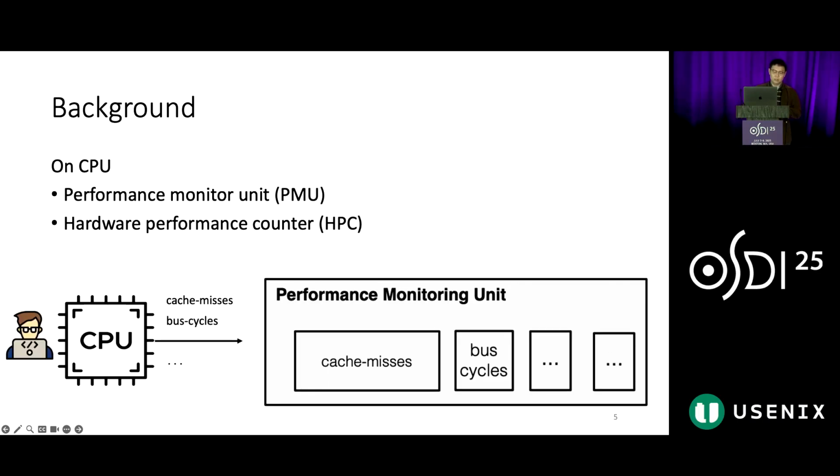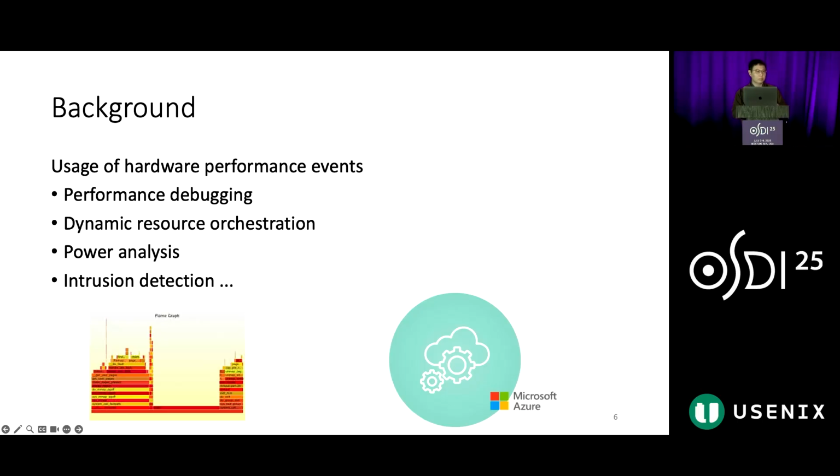The typical way is that the developer can program the PMU to track specific events of interest. Then each counter in the PMU will track one of those events. While the PMU was originally created for debugging performance bugs, now it is widely used in other areas, such as online resource orchestration, power analysis, or even security tasks, such as intrusion detection.